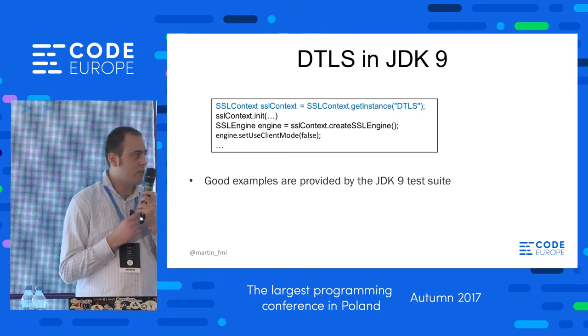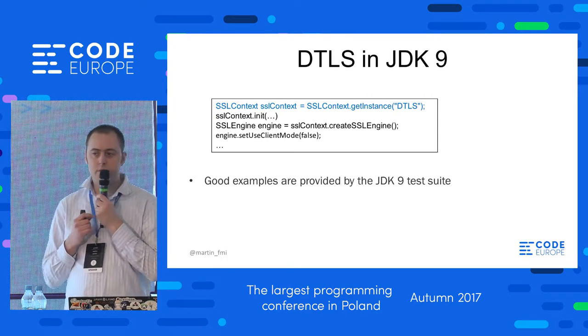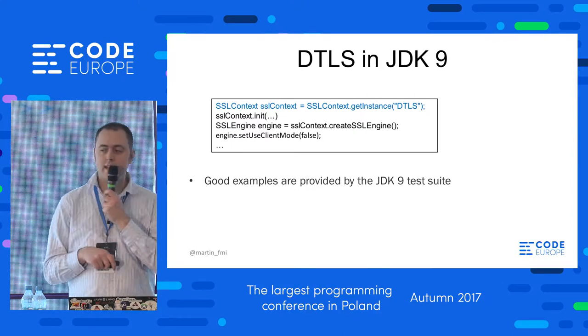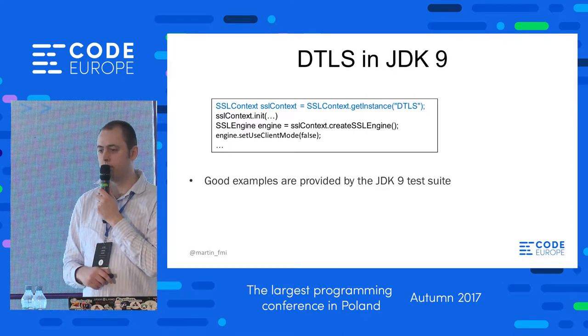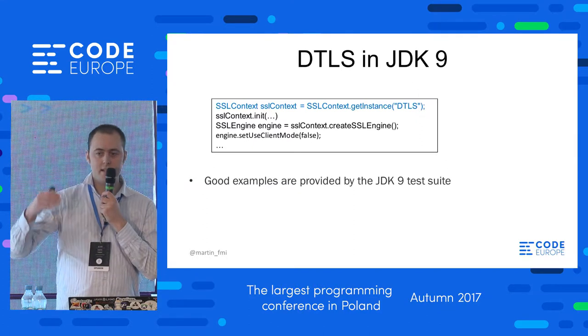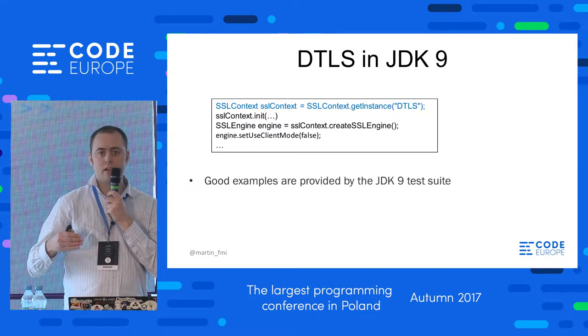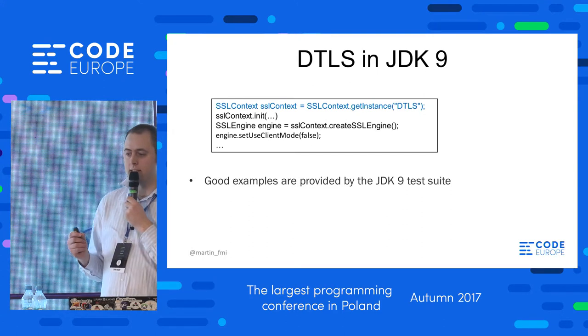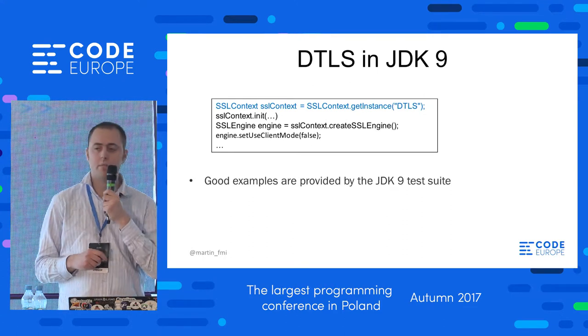However, if you try to find some good examples of DTLS on the internet, you won't find many. Some good examples are provided by the JDK 9 test suite. If you go to the Mercurial repositories of JDK 9, you can see several good unit tests that demonstrate how DTLS is used. But still, if you want to get started with DTLS, I would suggest you go with the Bouncy Castle library.